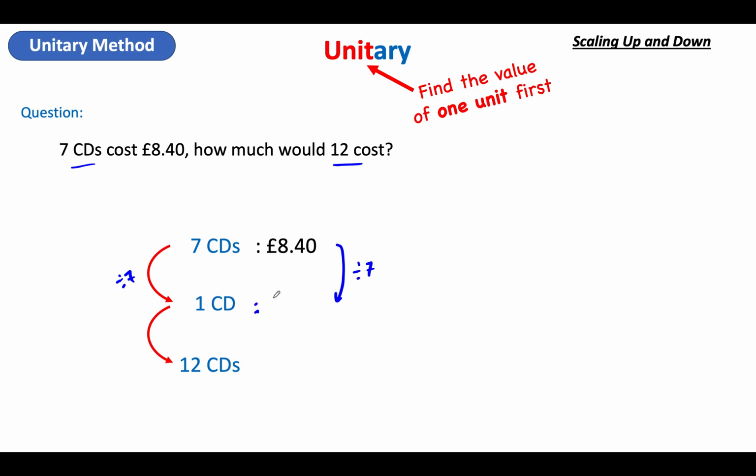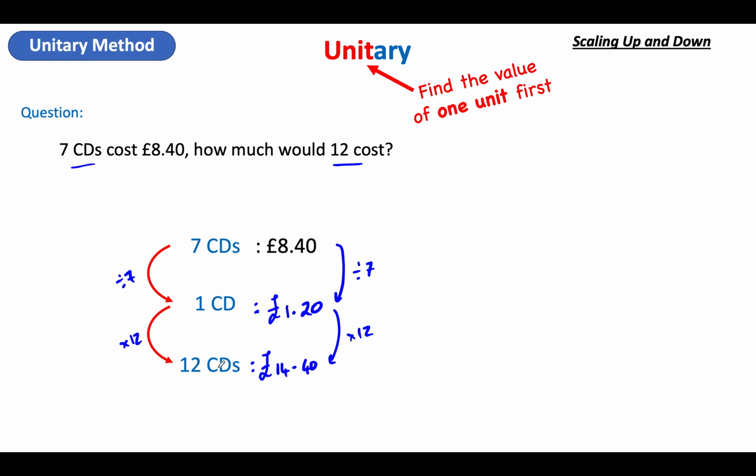So £8.40 divided by 7 is, let's do that on my calculator, £1.20. Just check I got that right. Yep. So £1.20. And then how do I get up to 12? Well, you just bounce it back up again, don't you? Every CD is going to cost the same. It's all in proportion. So I need 12 lots of 1.2, which on my calculator is £14.40. So we scaled it down to 1 CD and then back up again.